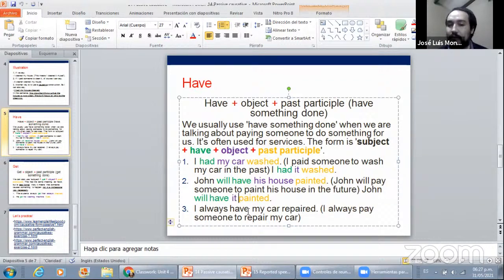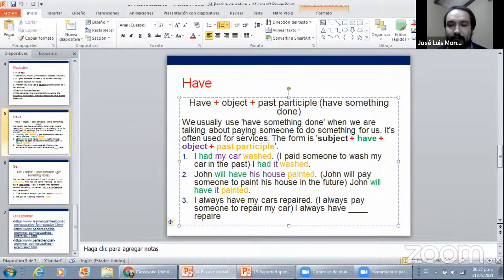If it's plural, if I have these cars, I'm going to ask this to some of you. What do you say, Lourdes? Well, once again, for you, what do I have to use if I want to replace my cars? What word can I use over there? I always have what repaired?